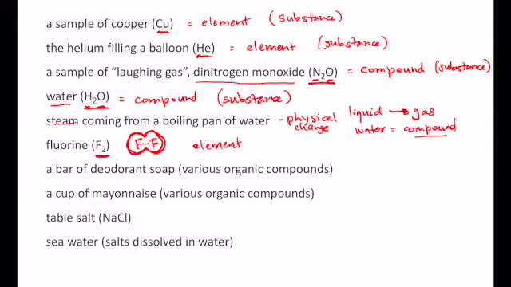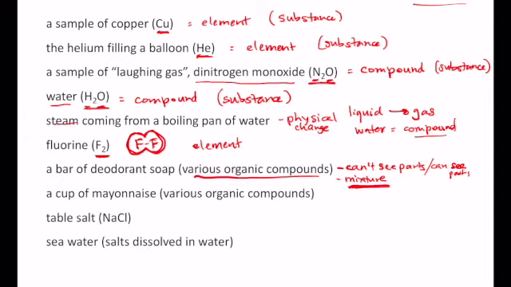So let's say you have a bar of deodorant soap that's various organic compounds. You look at that soap and ask, can you see those different parts? Let's say you can't see the parts. That's an example of a homogeneous mixture, but we're only asked to classify it as a mixture. Because you might be saying, well, I can see this streak of white in my deodorant soap compared to a streak of green. Homogeneous or heterogeneous, if you can't see the parts, it's homogeneous. If you can see the parts, it's heterogeneous.